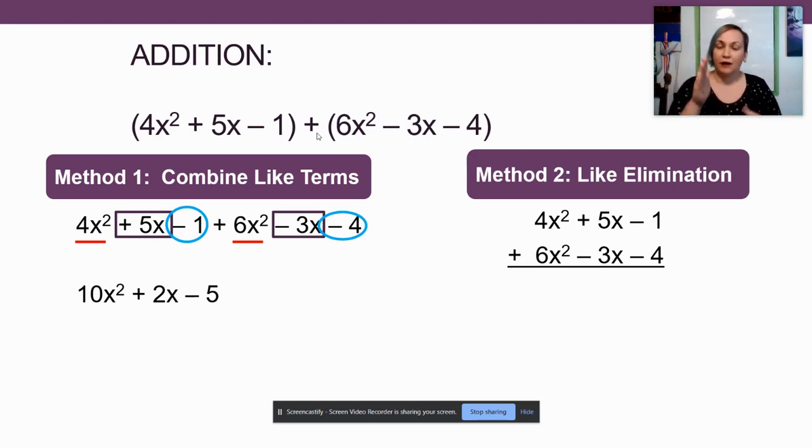So again, I'm going to add my 4 and my 6, and I'm going to get 10, and I keep it in x squared. And then my 5 plus a negative 3 is positive 2. And then my negative 1 plus my negative 4 is negative 5. And we got the same answer for both. So when you're doing your homework tonight, make sure to write out the original problem. You can either write it in a line or you can stack it. And then either combine like terms or just add straight down to get your final answer. This concludes our addition example.